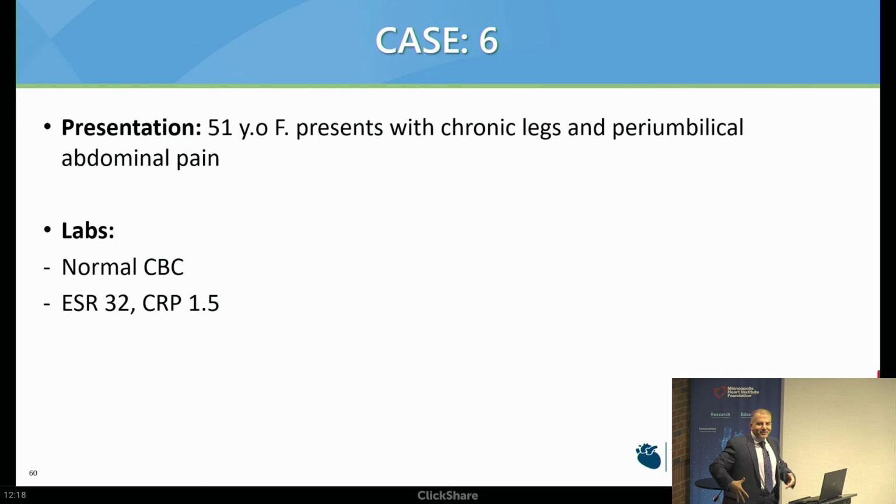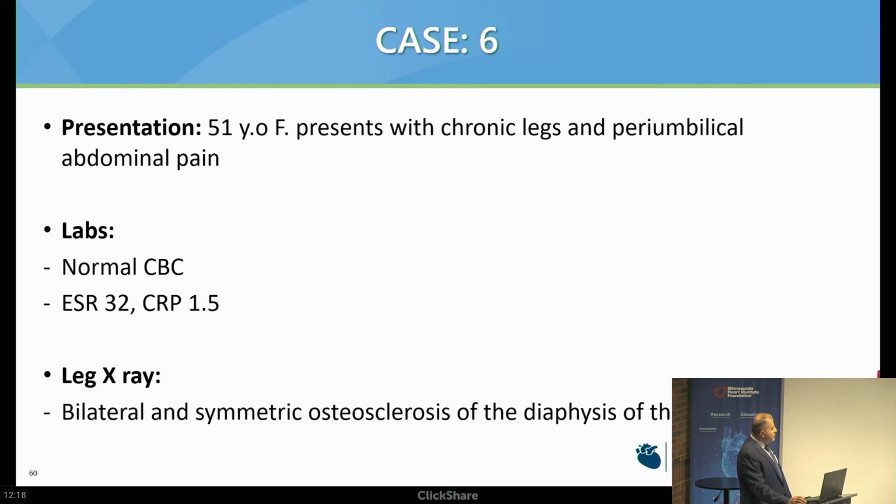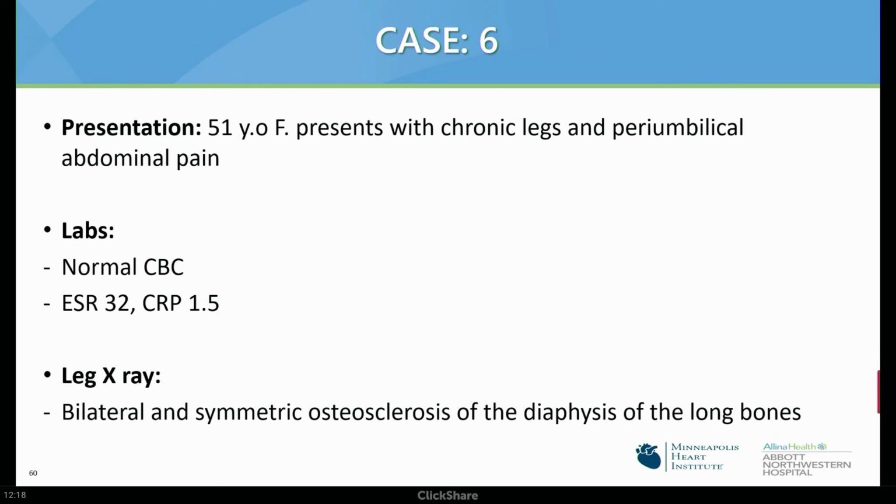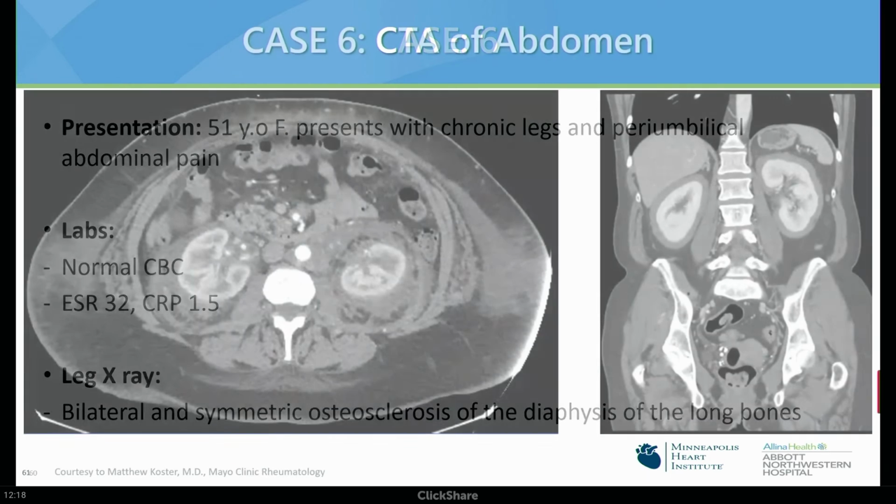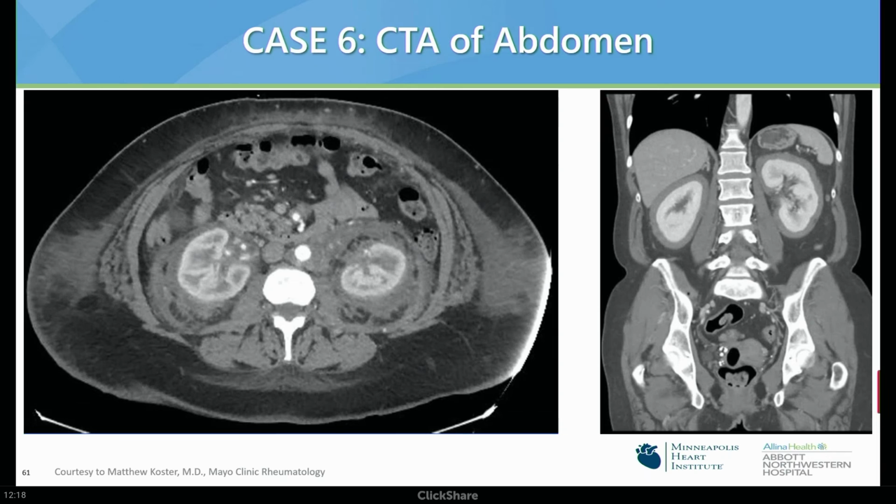Now the hint is the leg pain, so let's find out what she has. She has a normal CBC, but again, elevated ESR and CRP. X-ray showed symmetric osteosclerosis of the diaphysis of the long bones. That's where it's going to help us to make the diagnosis. And again, the CT angiogram is very similar.